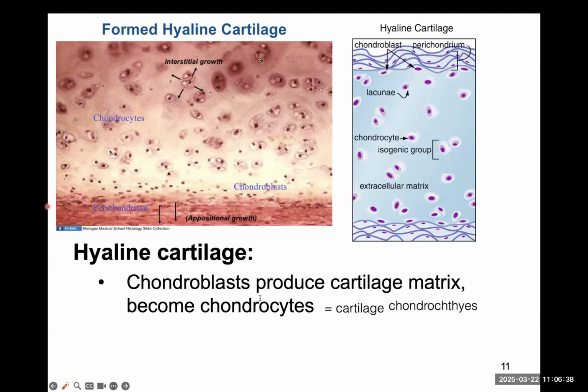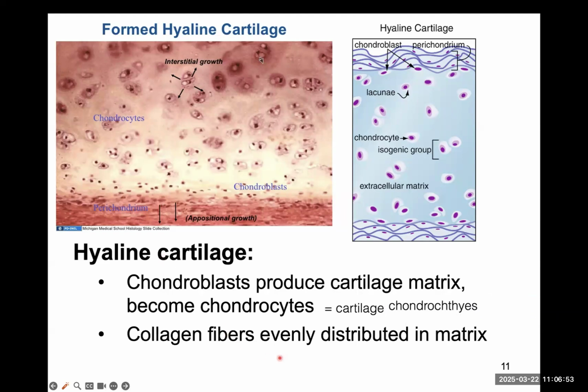So what's going to happen is when your cartilage forms, there are cells that are called chondroblasts. They are going to produce the cartilage matrix, and then when they mature, they become chondrocytes, and the collagen fibers are evenly distributed in the matrix. So for the most part, you don't have the rings that you find in the bone. If you remember, in the bone, there were rings that looked like tree trunks, or osteon, which was comprised of the rings, and then there was this big hole in the middle. So you don't have that here.